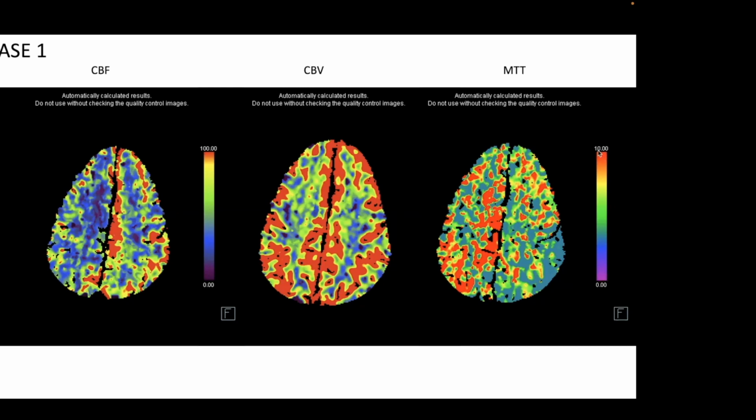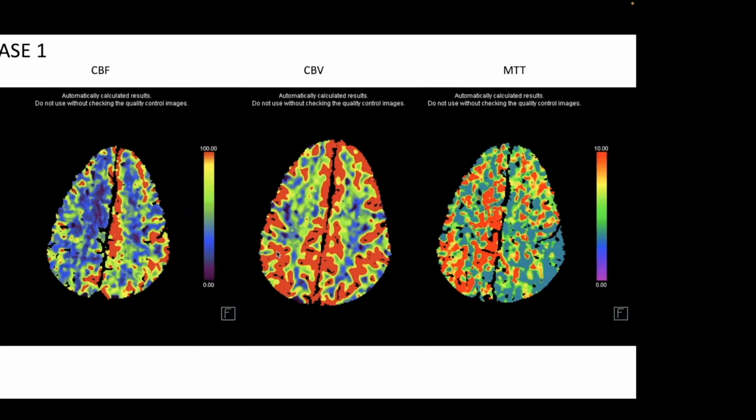But if you look at the mean transit time, this is low, this is high. Let's say this is 10 seconds. So the blood is getting to this cortex later than on the other side. But the cerebral blood volume is the same or even greater on this side. So this is a typical appearance of collateral flow.